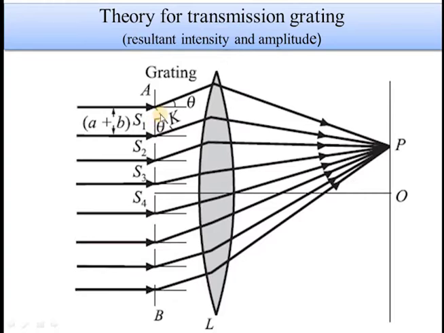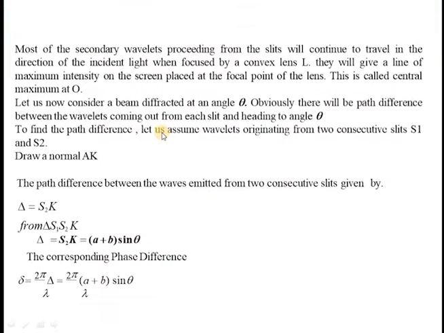So what will be sine theta? Sine of this angle theta is the opposite side, that is S2K, by the hypotenuse. The hypotenuse S1S2 is A plus B. So from this triangle S1S2K, S2K will be A plus B sine theta. This is the path difference between the two consecutive points from which the wavelets are diffracted at an angle theta and meet at the point P.